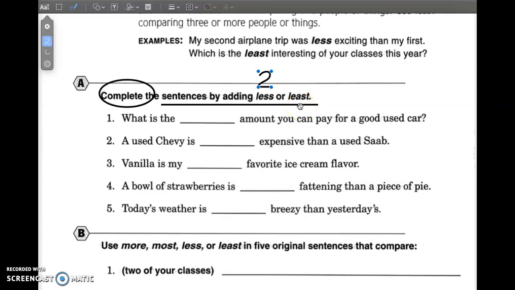What do you think I'm going to write above least? I'm going to go ahead and write the number 3, and then I'm going to write a plus sign because I know that least is referring to three or more. And then I'm going to separate it a little bit more for myself because I want to make sure that I know the difference between the two. Less, I'm only comparing two things. Least, I'm comparing three or more. So let's take a look at number 1 and decide whether or not we are talking about two things or three or more things.